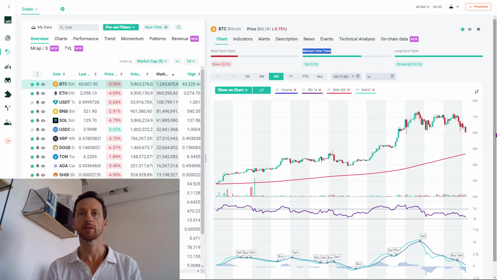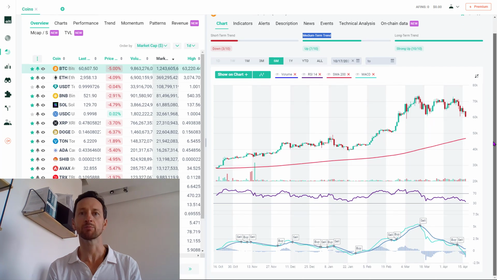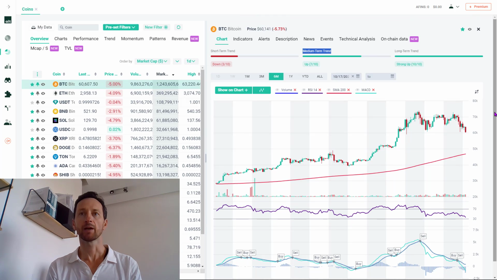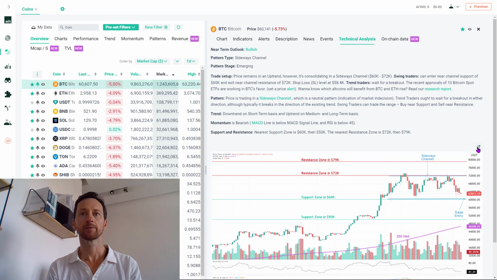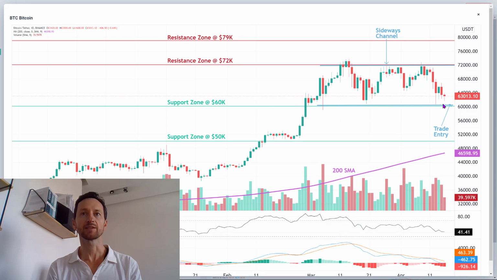But Bitcoin is still well above that, and as our rating indicates, still in an uptrend on a medium and a long-term basis as well. But RSI is at 36, which is, I think, for this asset, oversold. Under 40 is oversold for an asset that's in an uptrend. So what do I want to do? I want to buy it here, close to that 60,000 or so.